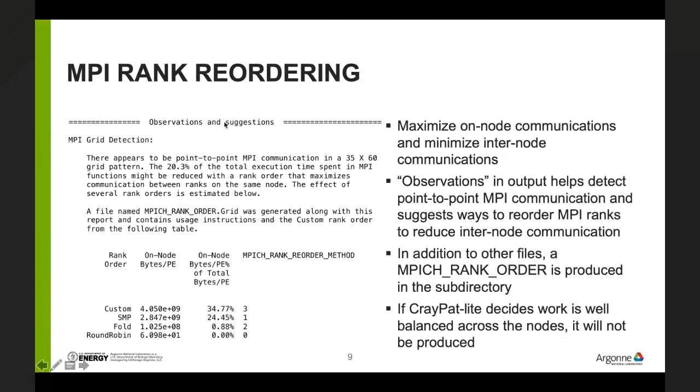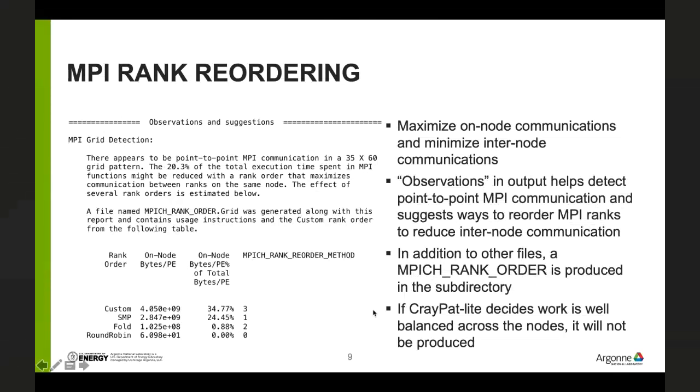In this example, CRAYPAT-LITE generates some observations about these features, and then in the output, it provides some point-to-point MPI communication, and also provides some suggestions to reorder the MPI ranks to reduce the inter-node communication. In this example, it predicts 4 different ways, and it suggests a custom rank order could provide the best performance, because the custom rank order generates the maximum on-node MPI communication. So it is highly recommended here.